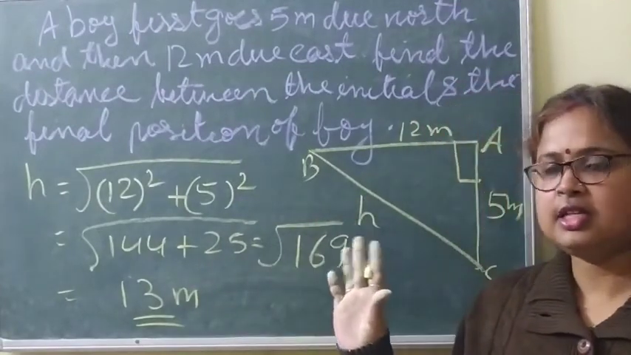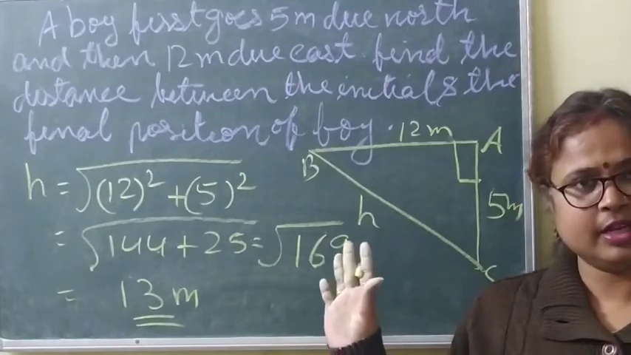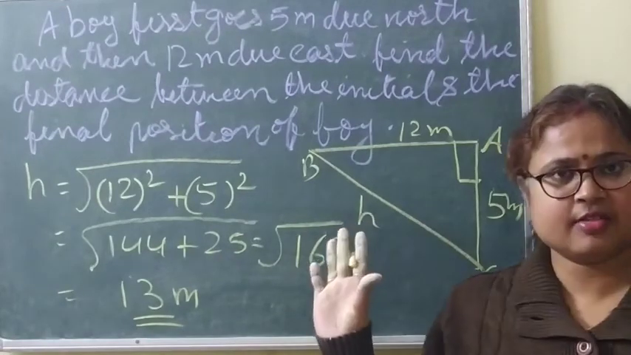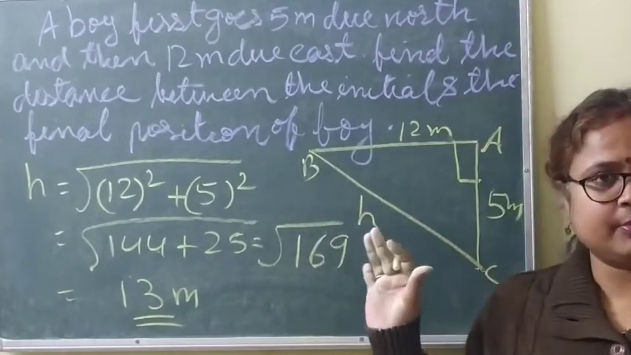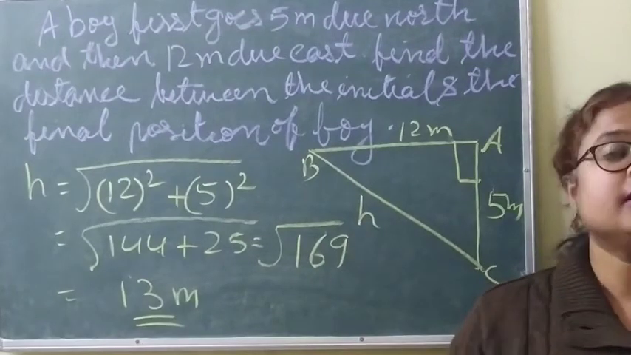So just draw the diagram as it is given in the question. And then you will see what you have to find out. As I have done it here, it has become very clear that we have to find out the hypotenuse. Okay? Now let's do the next question.